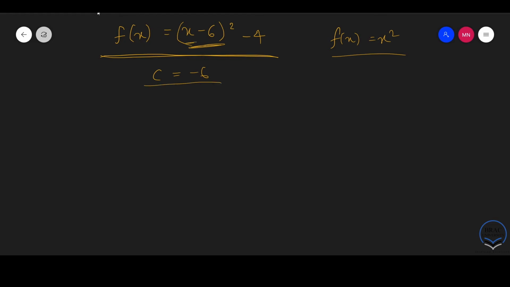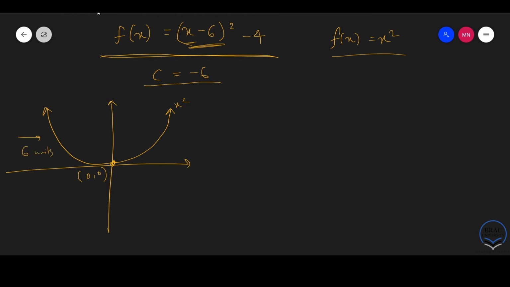So what happens in this case, since c is less than 0, we're shifting the graph horizontally to the right by 6 units, right? So if we have the graph of x squared once again, right? So this is the graph of x squared, and the vertex is at 0, 0, which is this point, right? So we're just shifting this graph by 6 units to the right.